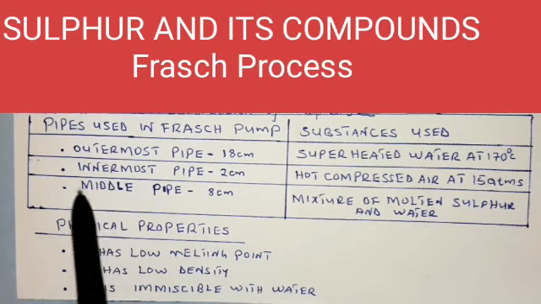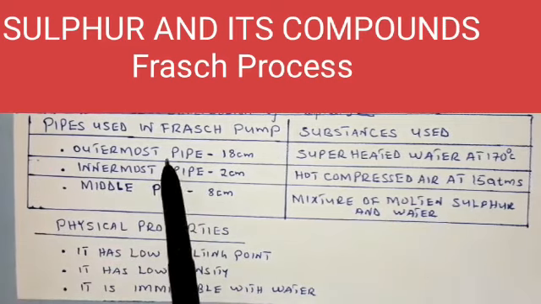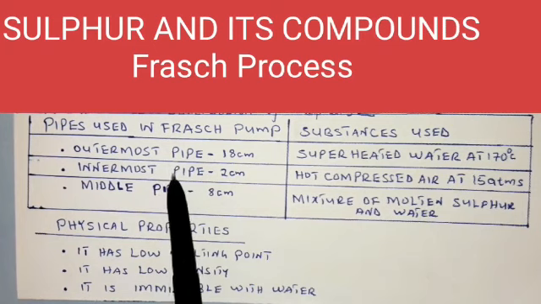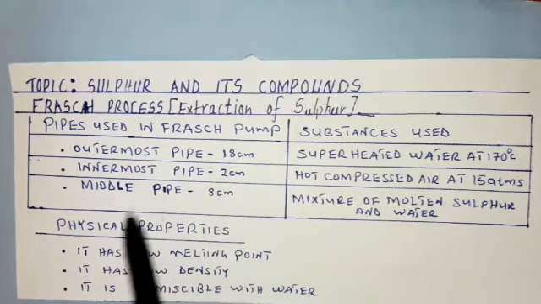Now, in the Frasch pump, which is used in the Frasch process, we have three pipes. That is called the outermost pipe, innermost pipe, and then the middle pipe. Each of them has a length as shown below. That is 2, 8, 18.